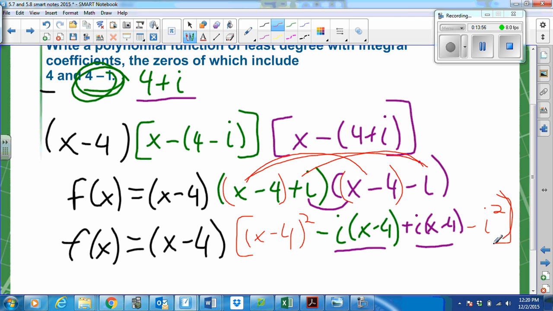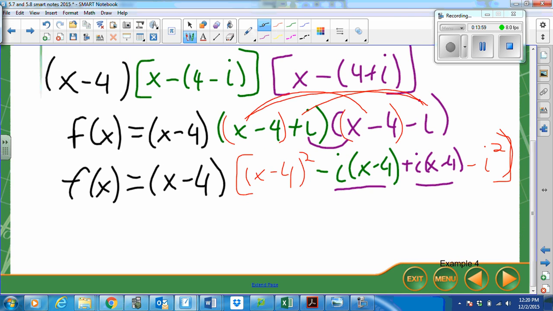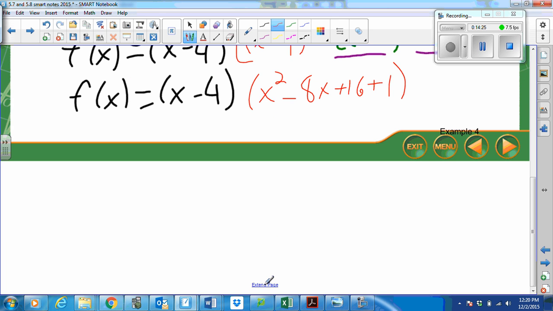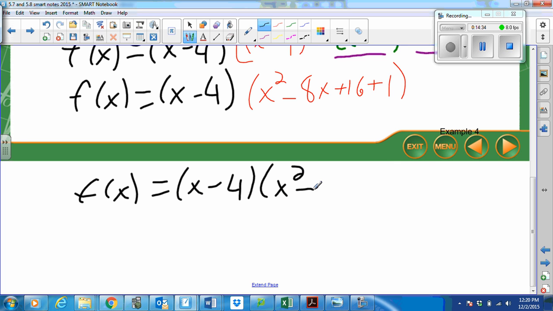So what we end up with inside those red brackets is f of x equals x minus 4 times, when I multiply x minus 4 times x minus 4, I get x squared minus 8x plus 16. And then I have minus i squared out there. These are gone. I have minus i squared, which is really plus 1. So now I'm going to simplify that red again, and I get f of x equals x minus 4 times x squared minus 8x plus 17.